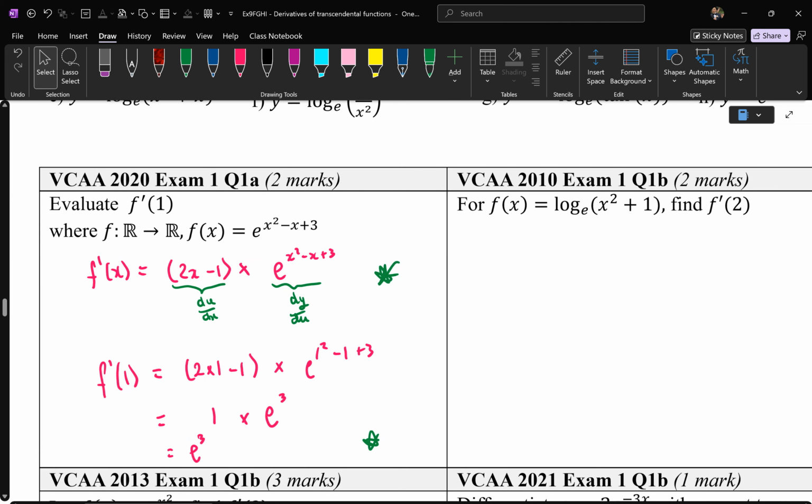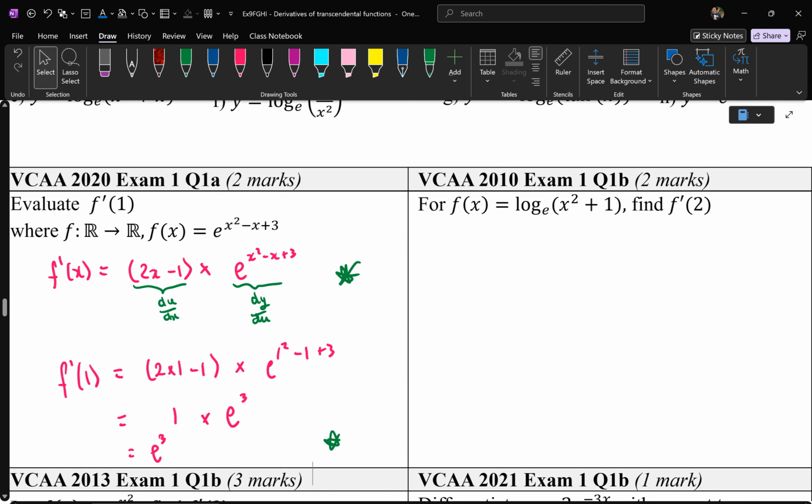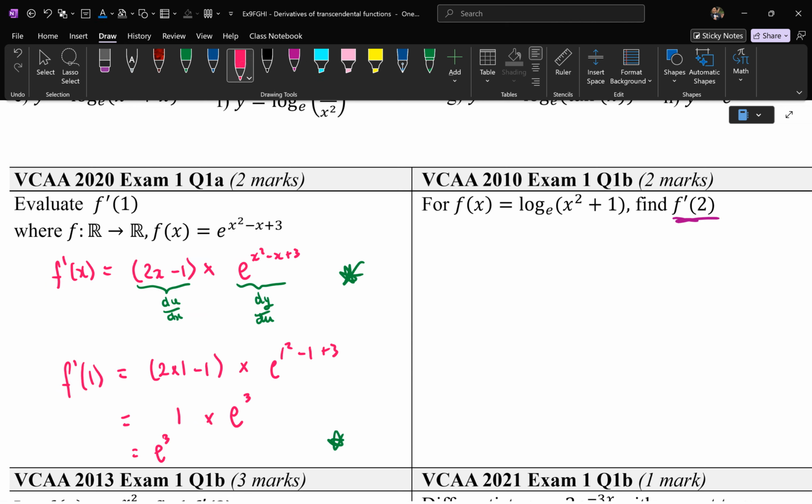2010. 10 years before that time. So 2010, chain rule was not a thing that they were really good at. So you guys are generally better at chain rule now. Let's have a look. Chain rule, same thing again. They want you to find f dash of 2. Here we go. Same drill.